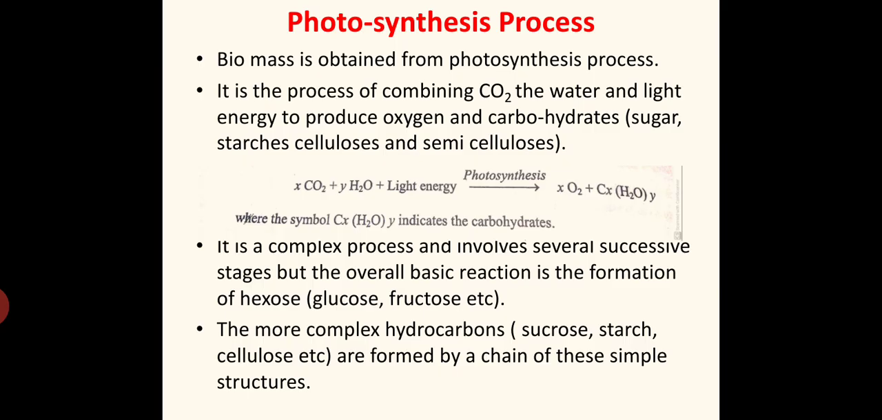So finally what we get is called hexose, that is different combinations of carbohydrates, for example glucose, fructose, etc., that are simple chains. The more complex carbohydrates like sucrose, starch, cellulose, etc., are formed by chains of these simple structures. All these carbohydrates are rich in energy, and either on combustion or on processing into some other form, they will provide energy to us. That is what is happening.